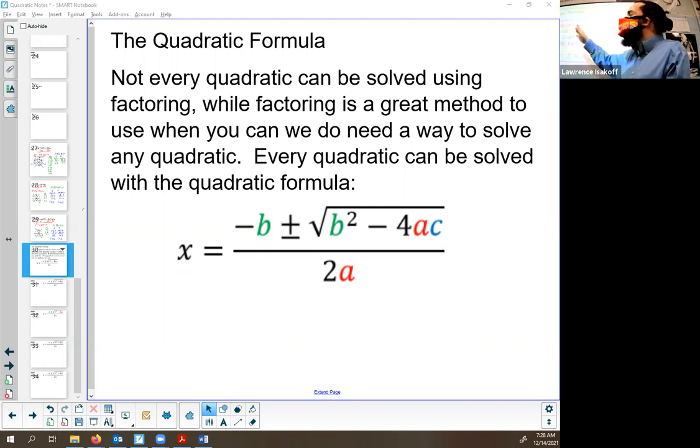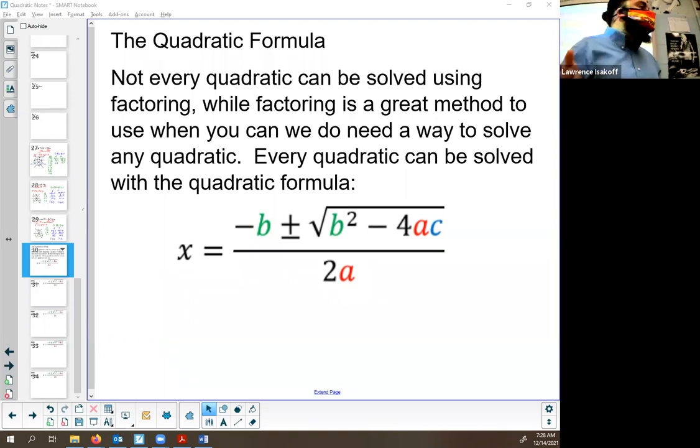So let me read the intro to this again. Not every quadratic can be solved using factoring. While factoring is a great method to use when we can do it, we do need a way to solve any quadratic. And that way will be the quadratic formula. Quadratic formula is as follows. X equals negative b plus or minus the square root of b squared minus 4ac all over 2a.